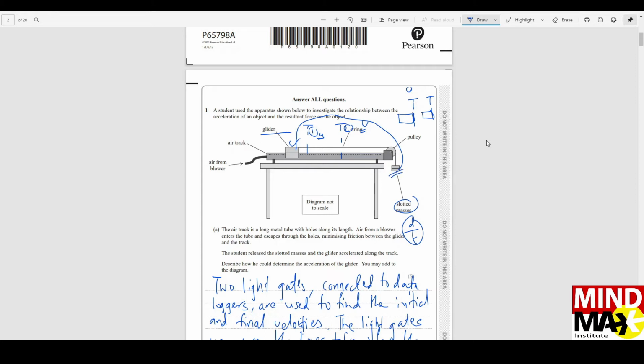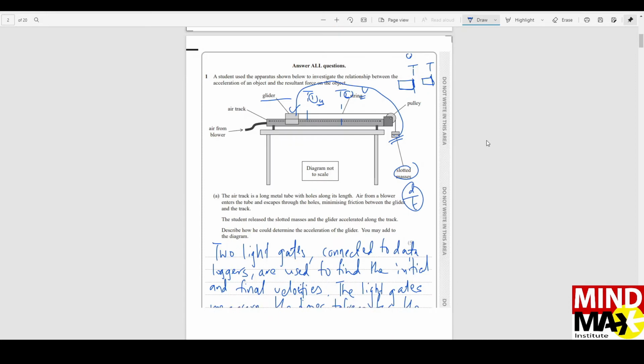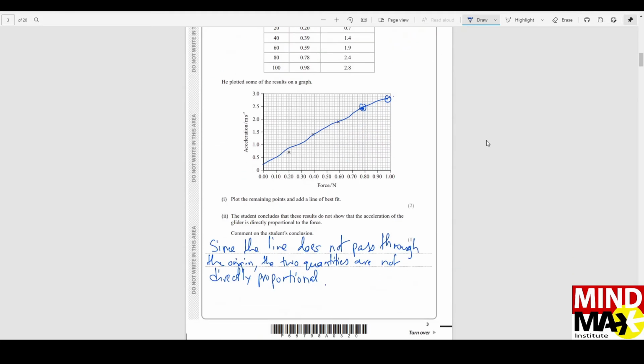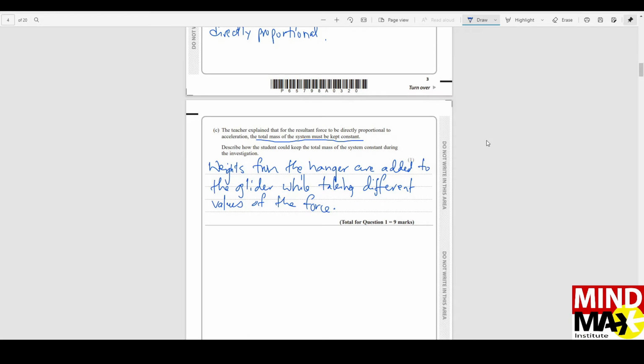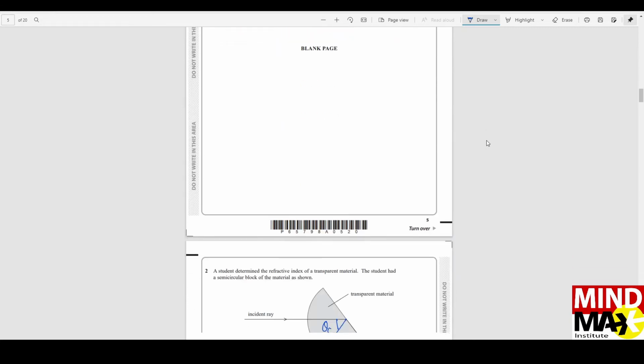So we take the mass from here, place it on top of the glider. That would ensure that the total mass remains the same, and at the same time that would allow us to apply a different force from the pulley. So this is how we keep the total mass of the system constant, by not bringing anything else from the outside, but rather altering the places of the masses within the system itself.